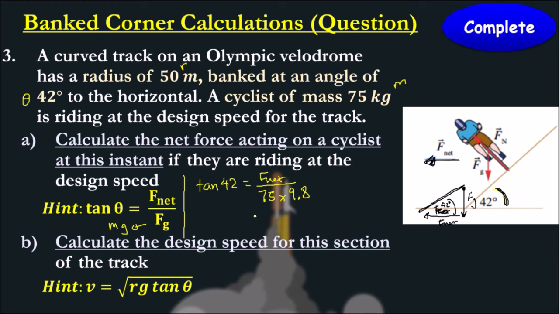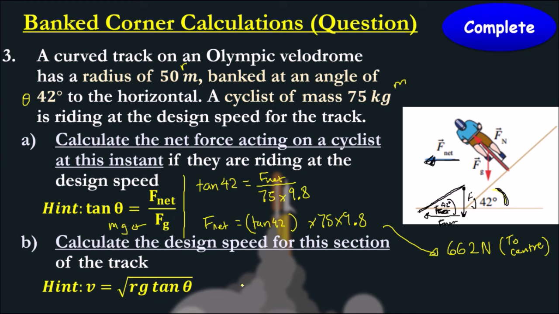Okay, so now I can rearrange my formula. So net force is equal to tan 42 times 75 times 9.8, and that gives us a value, I'll write it over here, 662 newtons to the center. Okay, so there's that. The last one we need to calculate is the design speed of the track.